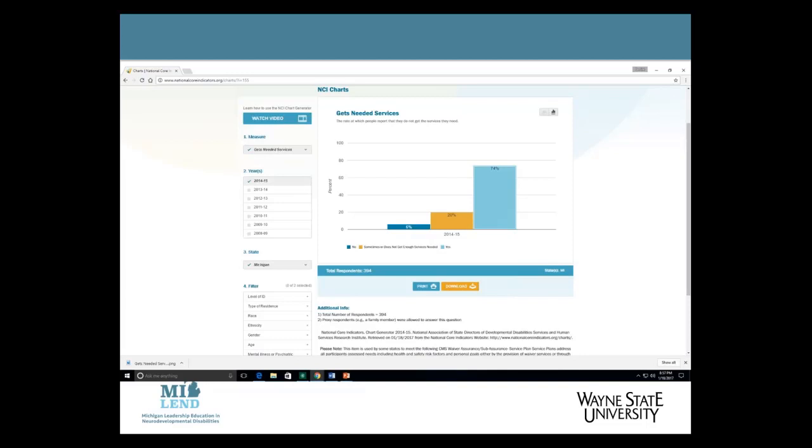And I just gave an example here which shows the rate at which people report they do not get the services that they need. And in general, in 2014 and 15, we have 74% of those surveyed reporting they do not get the services that they need.